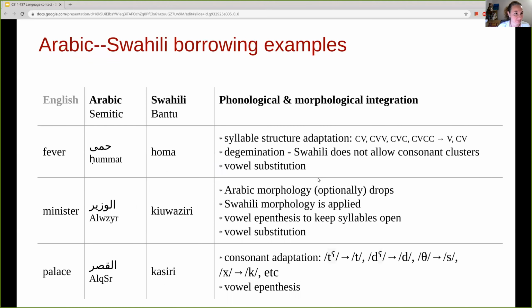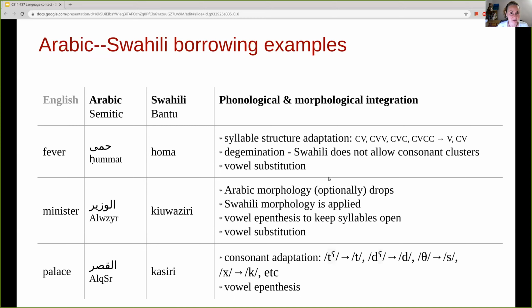Okay. So here are examples of phonological and morphological adaptation. Again, between two languages, Arabic and Swahili. Despite intense integration of Arabic in Swahili vocabulary, you can see that multiple morphophonological processes are going on in this adaptation.